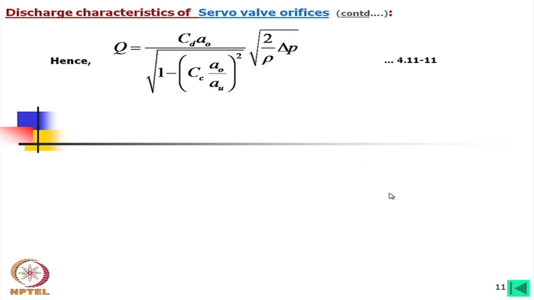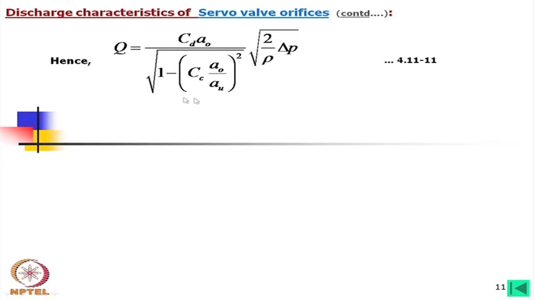Now, in many cases you will find that A u is very high in comparison to A 0. So, this quantity becomes very small, and in most cases we can neglect this part, or consider this part as 1. This part is almost 0 and this is 1. For example, in a valve the flow channel is usually maybe 5 millimeter, 6 millimeter or 10 millimeter, whereas the orifice hole will be 0.5 millimeter or maybe 1 millimeter. So, if you calculate this part, it is very close to 1. So, we can simply consider this formula.